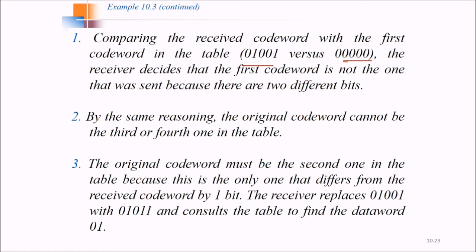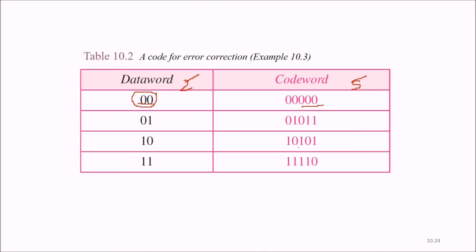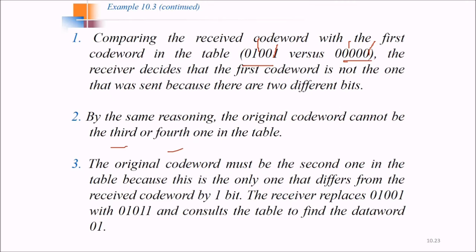The receiver decides that the first code word is not the one that was sent, because there are 2 different bits. This one and this one is 0 and 0. So with the same reason, the original code word cannot be the 3rd and 4th in the table, as we have seen here. So the original code word must be the second one.